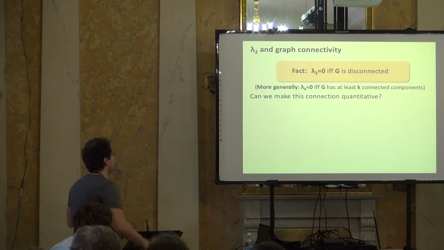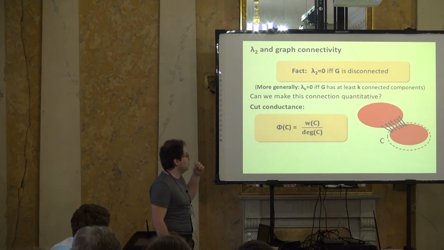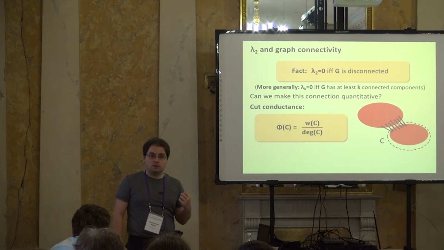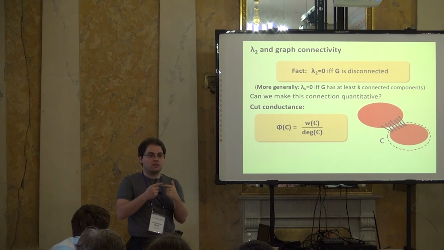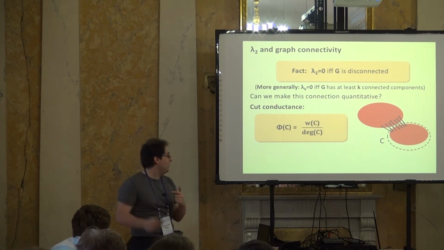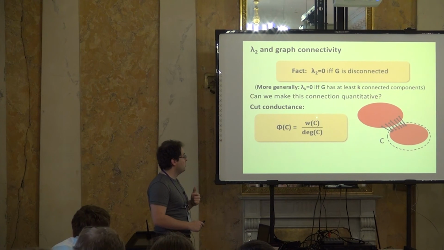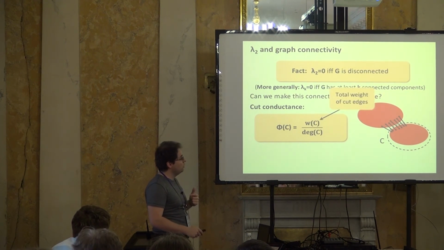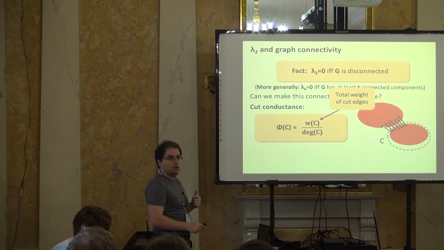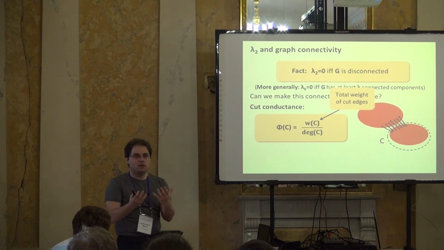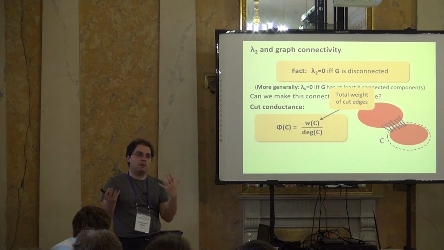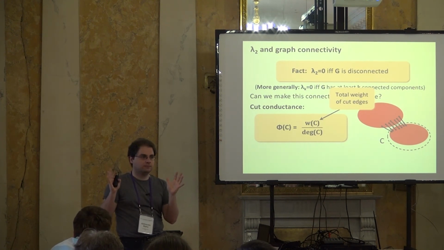But you can even make it quantitative, and use it to measure how well connected your graph is. It's not only about being zero or non-zero, it's how large it is. It tells you how connected the graph is. The right notion of connectivity here is the so-called sparsity. You look at the ratio of the edges cut. For a given cut, the sparsity is the number of edges cut divided by the sum of the degrees in the smaller part of the graph. So you want to favor cuts that are balanced, that cut things into roughly a half.